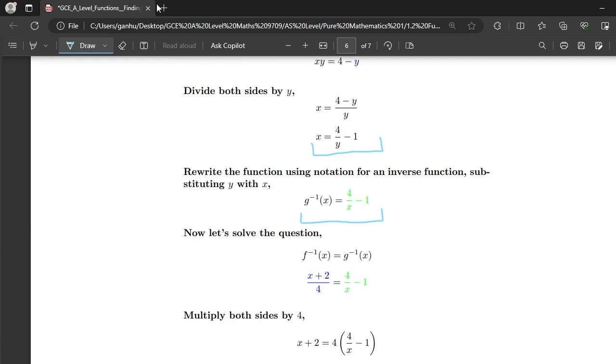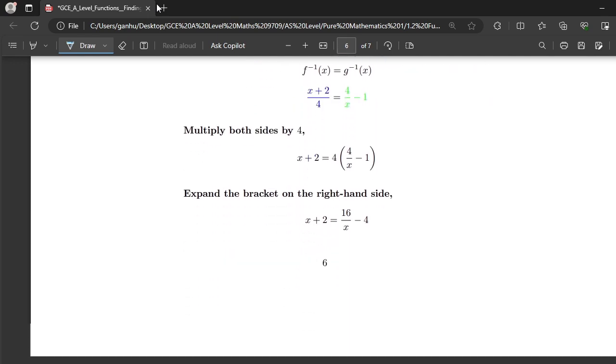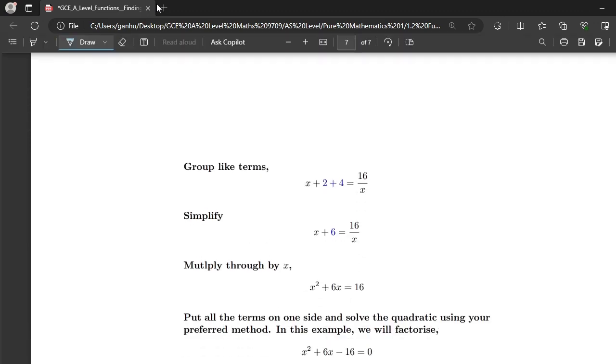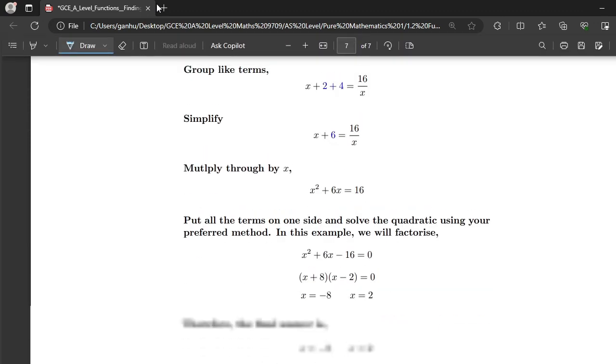Now we can equate f inverse of x to g inverse of x, and it becomes x plus 2 over 4 is equal to 4 over x minus 1. And from here you can simply solve for x. You end up with a quadratic, and you solve. We've got our quadratic here. You solve your quadratic and you get your 2 x values and therefore your final answer.